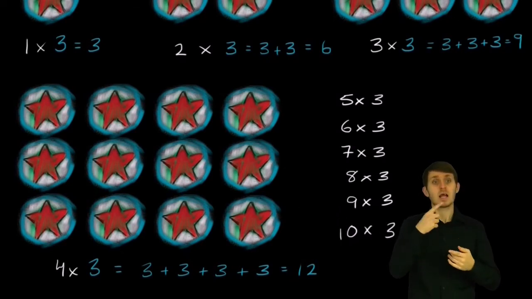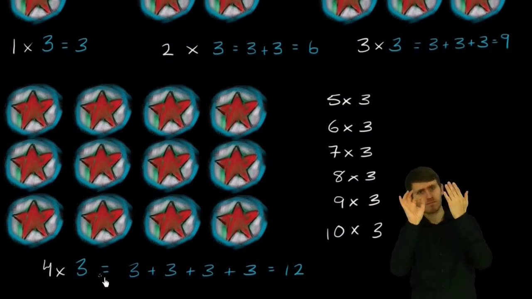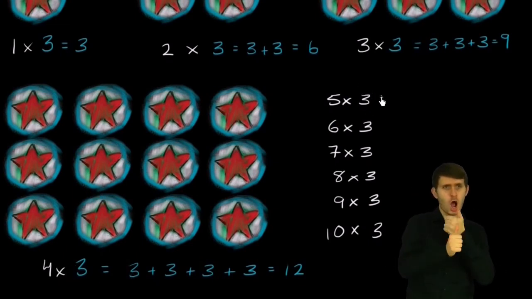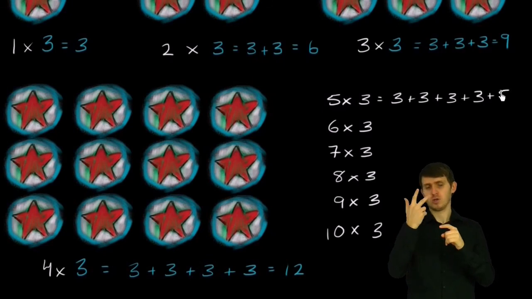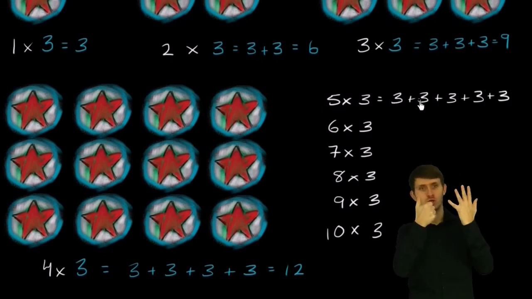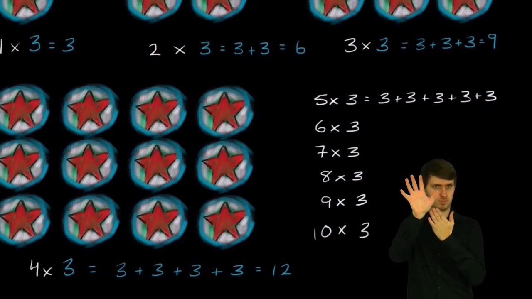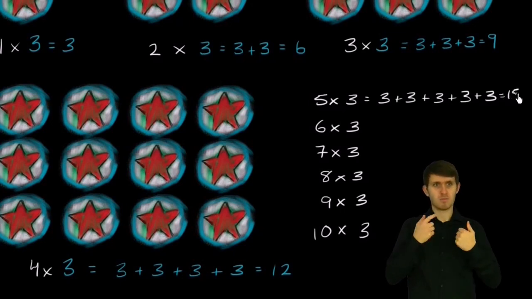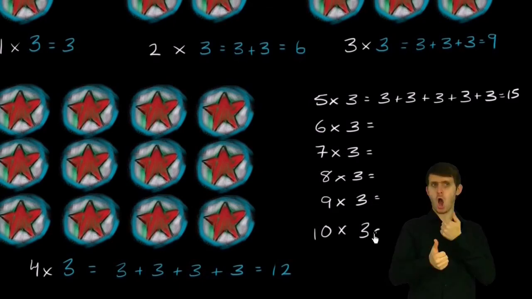And I'll give you a little hint. You don't always have to draw the star patches, but it's nice to visualize it. We saw 4 times 3 is literally 4 threes. Well, 5 times 3 is going to be 5 threes. So 1, 2, 3, 4, 5, which is equal to 3, 6, 9, 12, 15. 15. So I encourage you to think about what all of these are after this video is done.